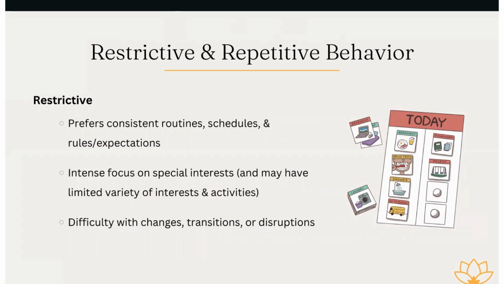so that they're better prepared for what might happen. Some people use a visual schedule, as you can see here on the right, to help visually organize the day. And a lot of individuals on the autism spectrum really thrive when the activities are in a consistent schedule. They may have intense focus on special interests, like we talked about. They may have a limited variety of interests and activities.